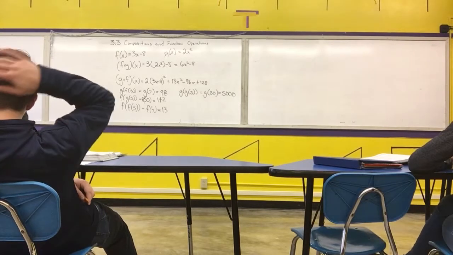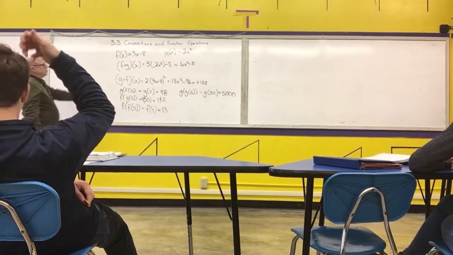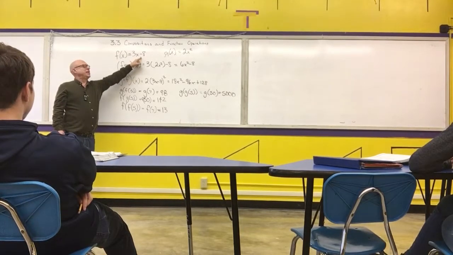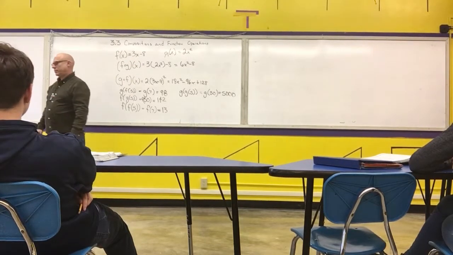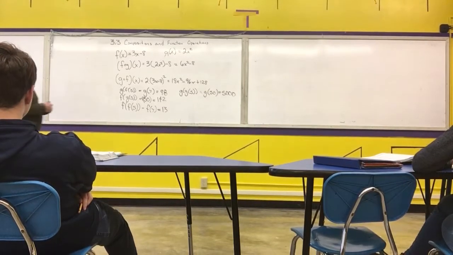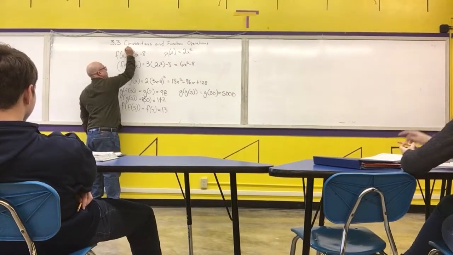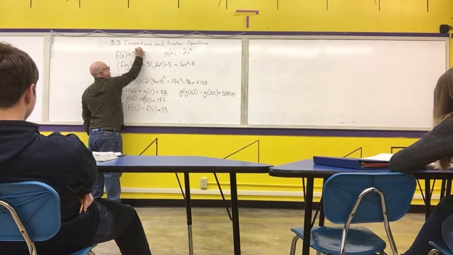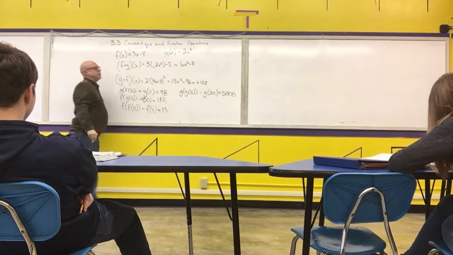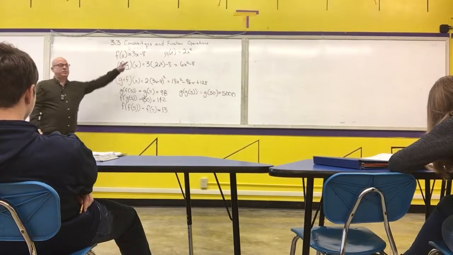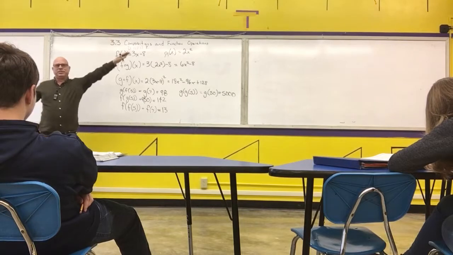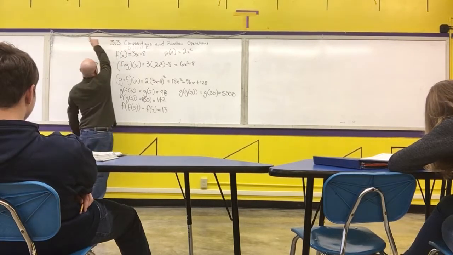So let's talk about both of these functions. What's the domain of this function? What numbers can I put in for x? Is it all real numbers? So the domain of f is all real numbers. What is the range of this function? Negative infinity to infinity. So again, all real numbers. We should know that any line that is not vertical, its range is all real numbers.